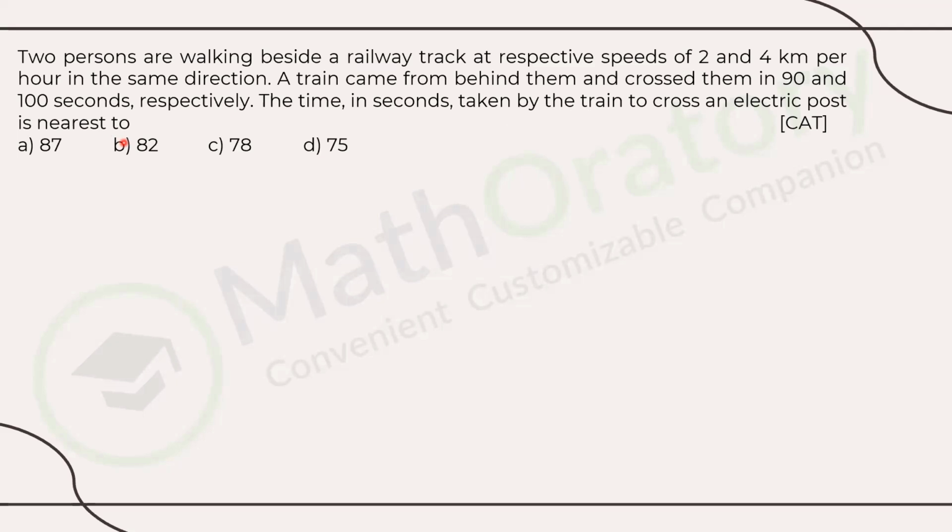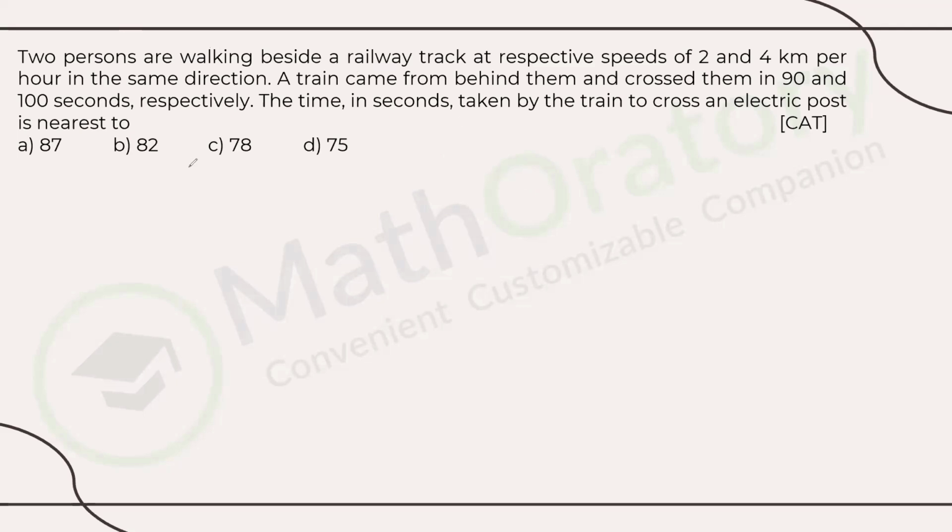But what are we looking for? The time taken by the train to cross an electric post, right? So when it crosses the electric post, the post is just a point, it's a negligible length. So the train is again crossing its own length. But in this case, the relative speed is basically the speed of the train itself. You don't even have to think about relative speed, right? The electric post will be stationary.